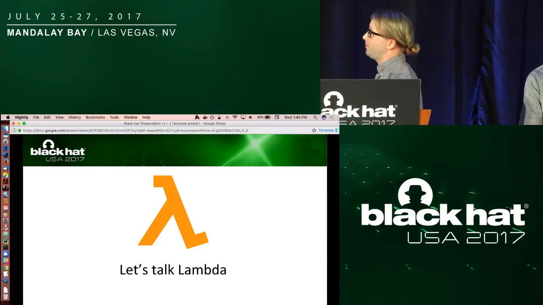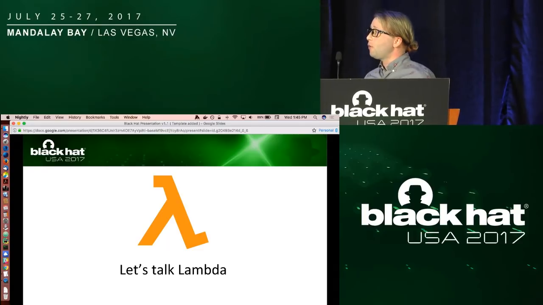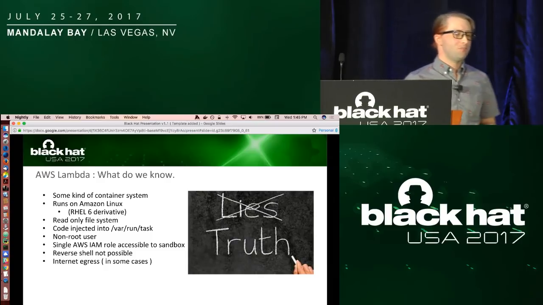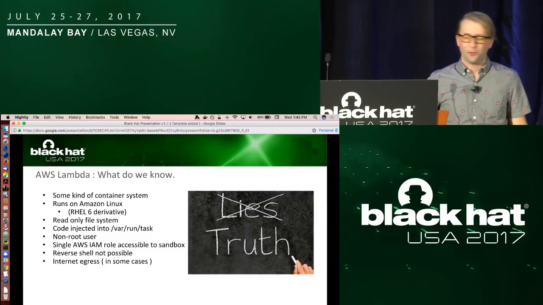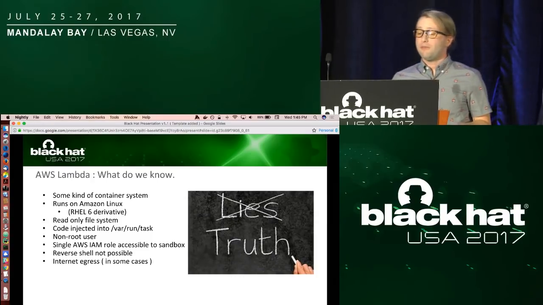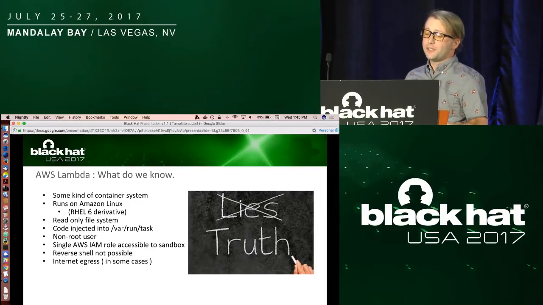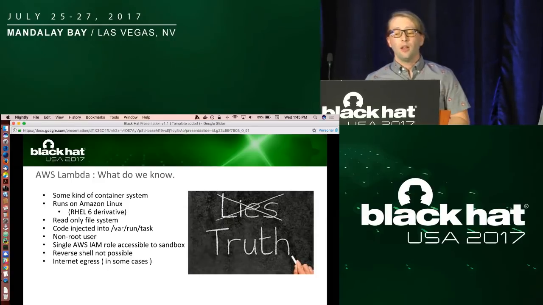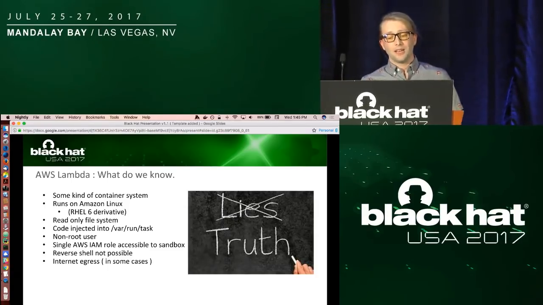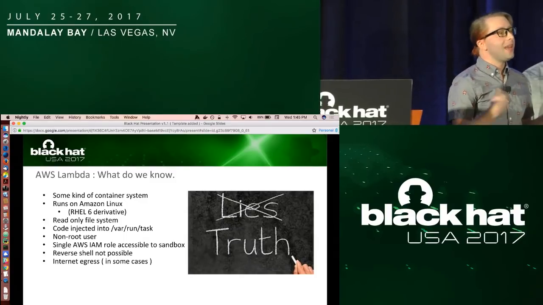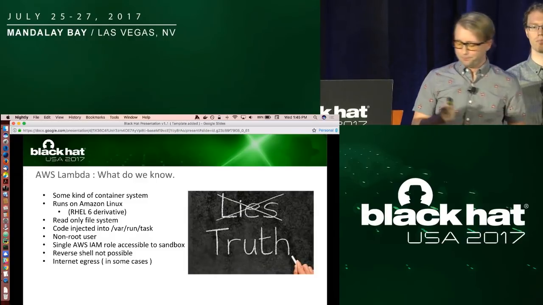So let's talk about Lambda first. Lambda was kind of first to market with this. It's been around a while, so we know quite a bit about it from work that other people have done. We know it's some kind of containers. Nobody says it's necessarily Docker, but we know it's containers, at least. That it runs on a Red Hat 6 derivative, Amazon Linux. It's a read-only file system. Code gets injected into /var/run/task. It runs as a non-root user. All great things. Single IAM role accessible to the sandbox in terms of pivoting in the cloud. Reverse shell's probably not possible. At least nobody's done it yet that I've seen. And we do have internet egress, and I put in parens in some cases because you can deploy these without any access to the internet.